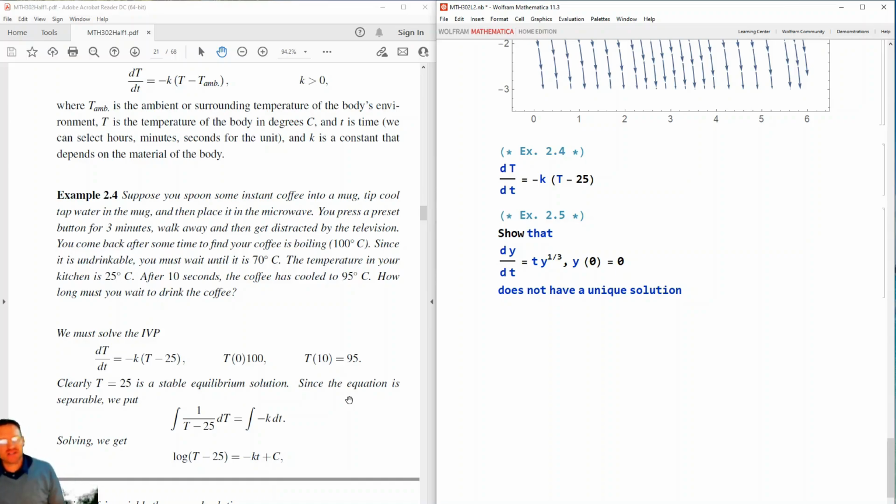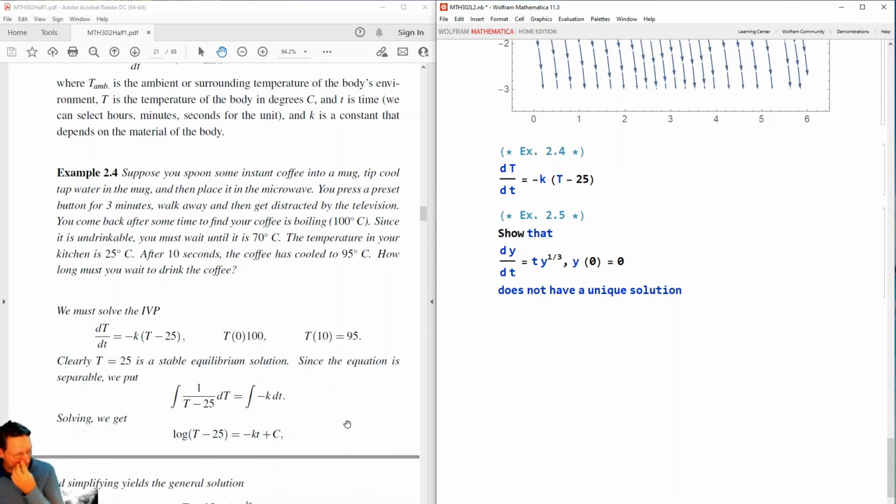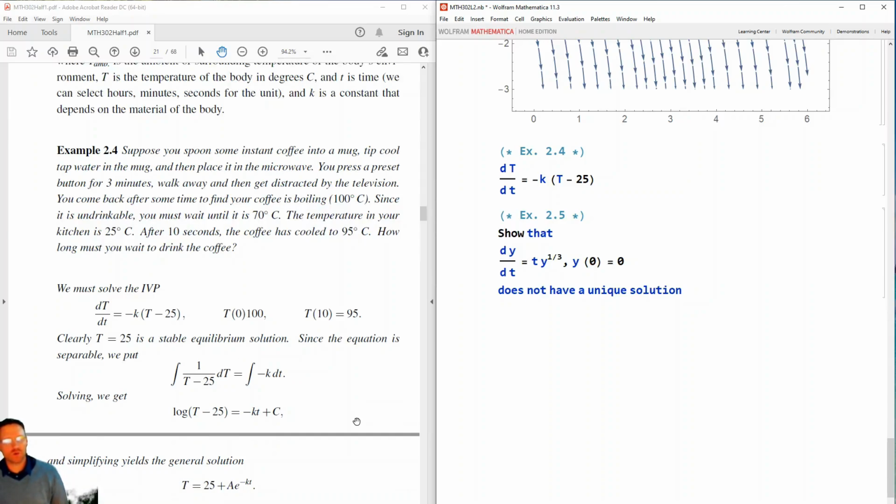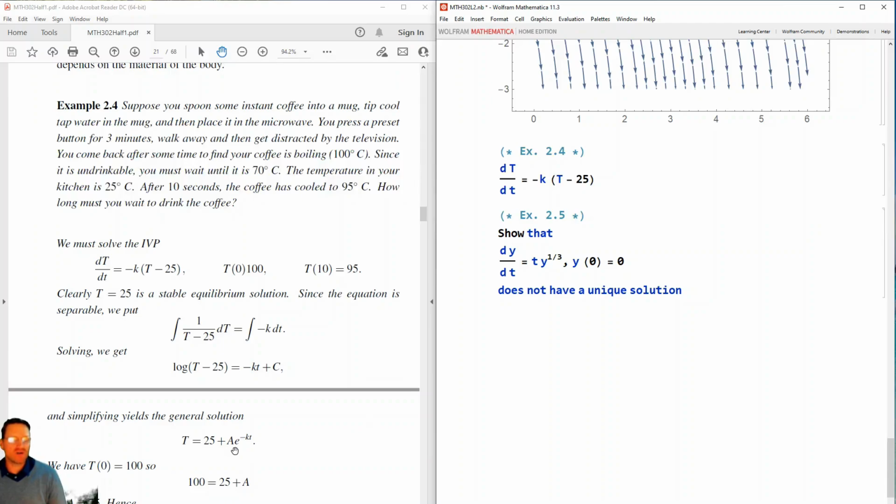Okay, so this equation is separable. The first thing we want to do is separate it, divide both sides by t minus 25, apply the integral signs, and then integrate. Integrating on the left, we have the natural logarithm of t minus 25, and on the right-hand side, we just have minus kt plus a constant of integration. By now we just know how this works out. We're going to get t is equal to 25 plus some constant times e to the minus kt.